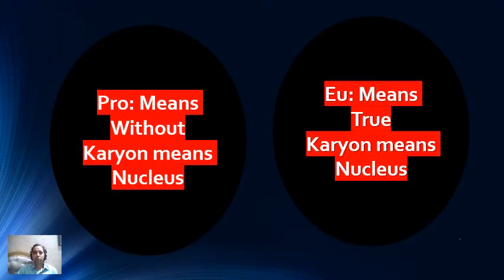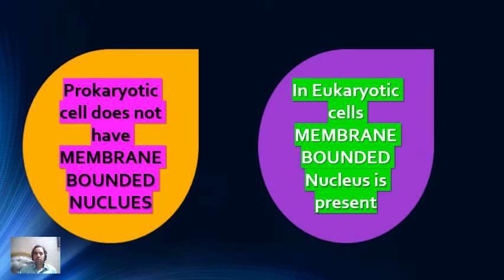Pro means without, and karyon means nucleus. Similarly, eu means true, and karyon means nucleus. This is the basic term on the basis of which we classify cells into two types. The first difference between prokaryotic and eukaryotic cells is that prokaryotic cells do not have a proper membrane bounded nucleus, and on the other hand eukaryotic cells have a membrane bounded nucleus.